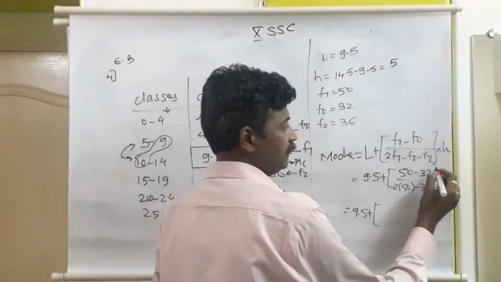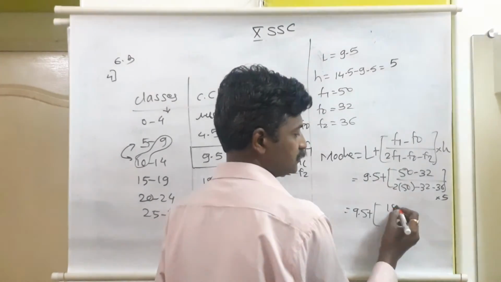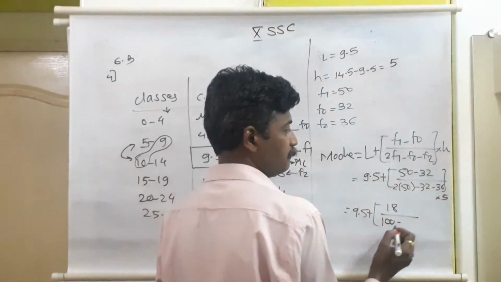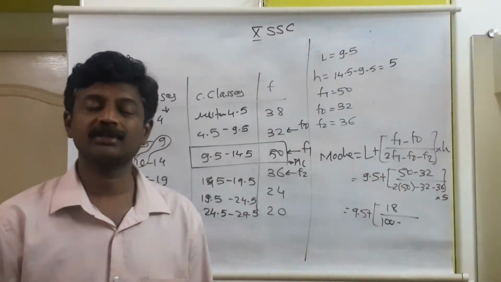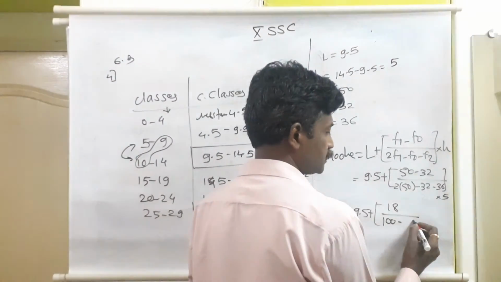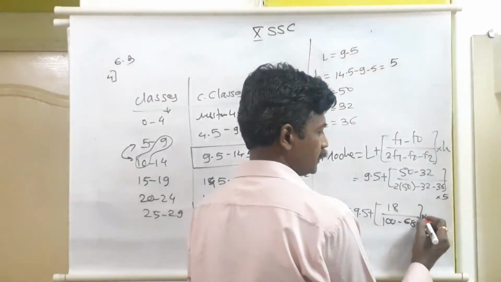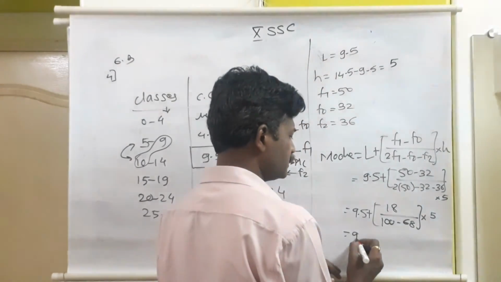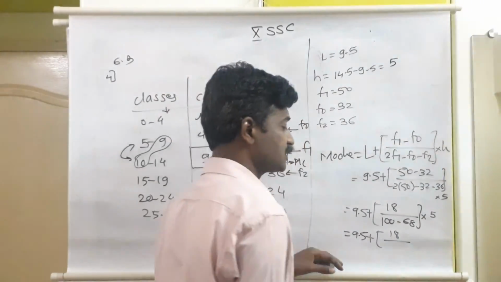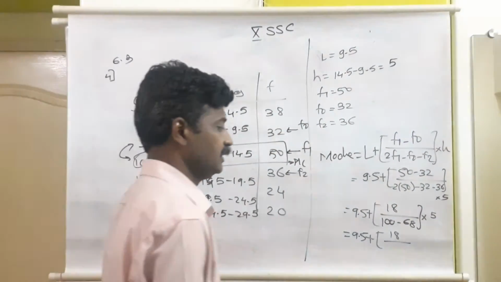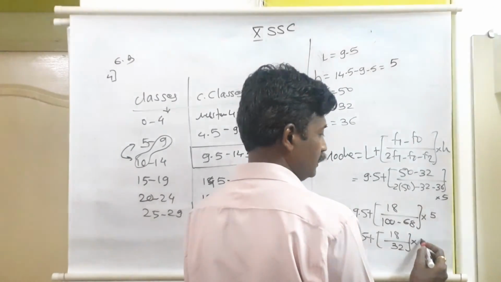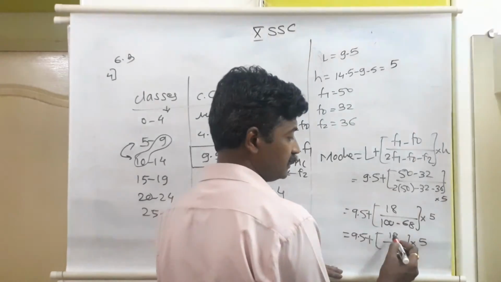9.5 plus 50 and 32, the difference is 18. 2 into 50 will be 100 minus 32 and 36, both are negative. If both are negative we can add them and keep the common sign. So 6 plus 2 is 8, 3 plus 3 is 6, into 5. It can be 9.5 plus 18 upon 68, and 100 minus 68 is 32, into 5. So we can simplify it here first.